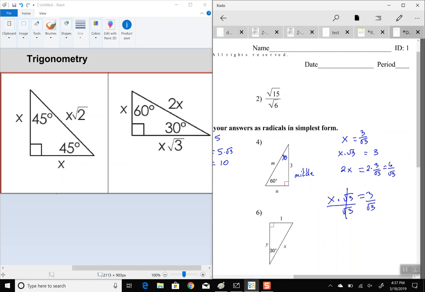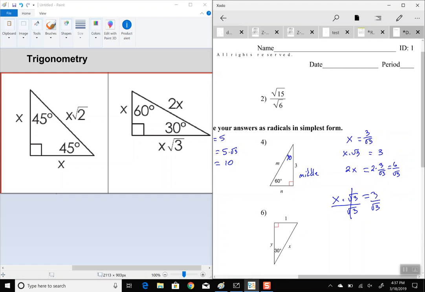Now these aren't quite simplified yet, so I can't leave a square root in the denominator, so I'm going to have to do a little work here. So 3 over square root of 3, if I multiply by square root of 3 on top and bottom, this becomes 3 times square root of 3 on the top, and then square root of 3 times square root of 3 becomes 3. So this cancels out, and 3 divided by square root of 3 is the same thing as just square root of 3.